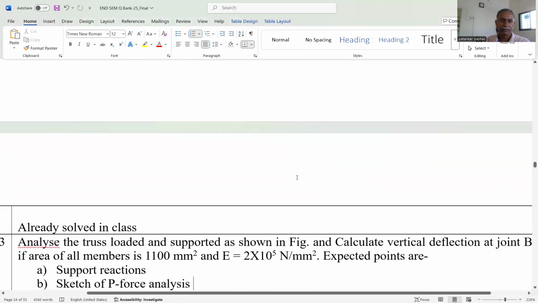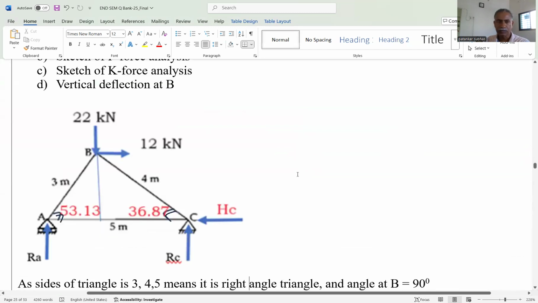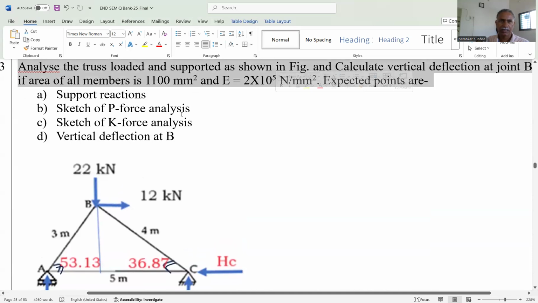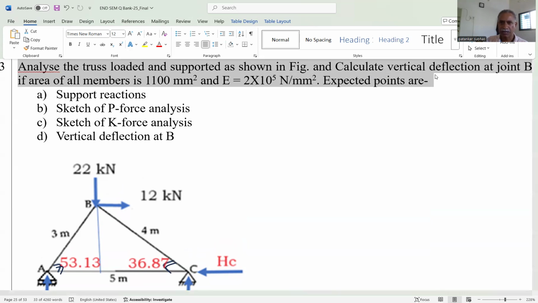One triangle is given. So in this case, what is given? Analyze the truss loaded and supported as shown in figure. Calculate the vertical deflection at joint B. Here at joint B, we need the vertical deflection for the given truss subjected to 22 kilonewton load and 12 kilonewton load. Okay. What is the expectation? Expectation is the support reaction, sketch P force analysis, K force analysis, and the vertical deflection at B.